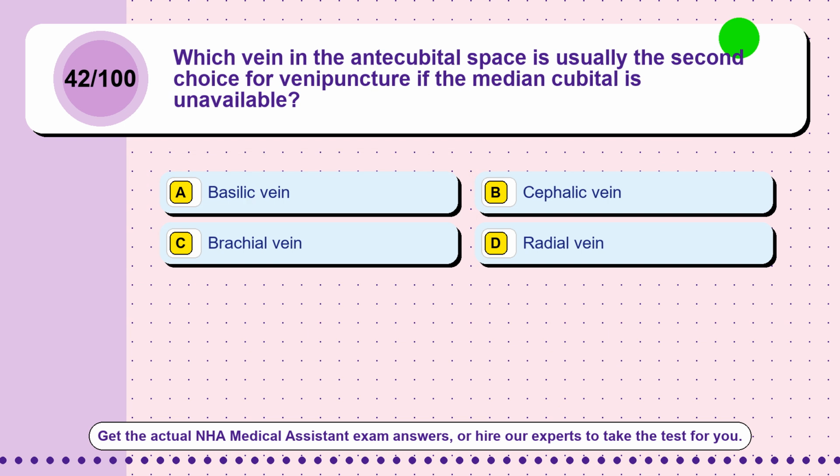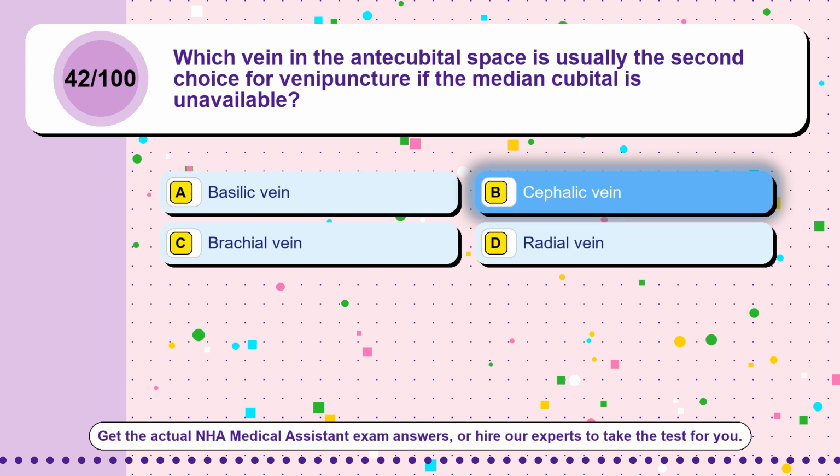Question 42. For which of the following tests must a phlebotomist use a grey top tube containing potassium oxalate? Option A, erythrocyte sedimentation rate, ESR. Option B, oral glucose tolerance test, OGTT. Option C, activated partial thromboplastin time, APTT. Option D, blood urea nitrogen, BUN. The correct answer is option B, oral glucose tolerance test, OGTT.